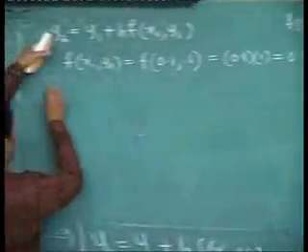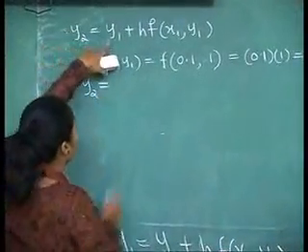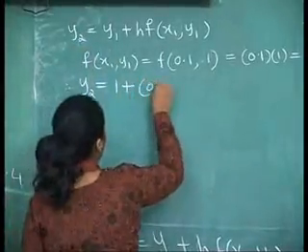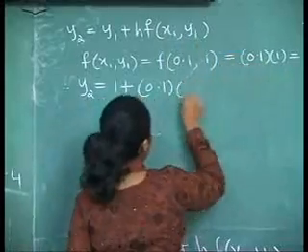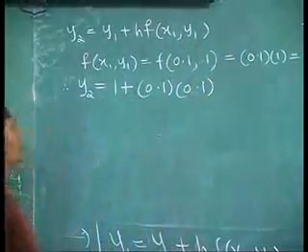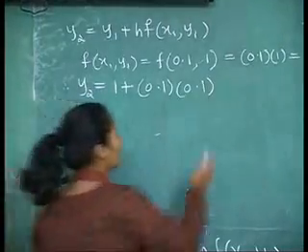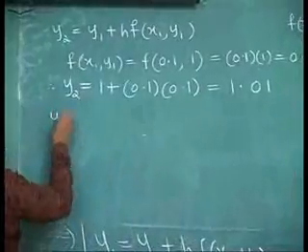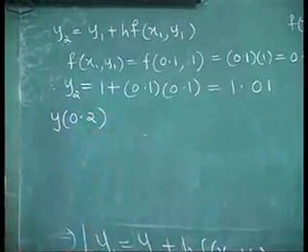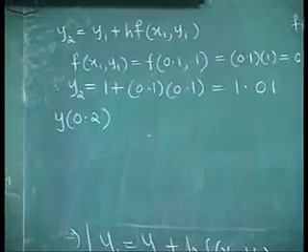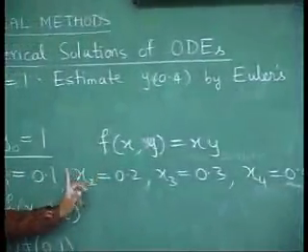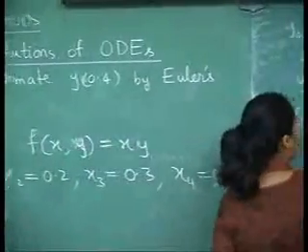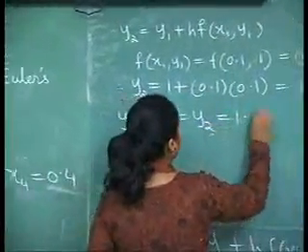So let us calculate y2. y2 will be y1. y1 was 1 plus h. h is 0.1. f of x1 y1 is 0.1 and 0.1 into 0.1 is 0.01. So this will be 1.01. So y2 means the value of the function at x2 and x2 is 0.2. So y at 0.2 is 1.01.